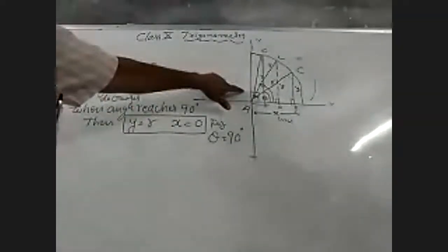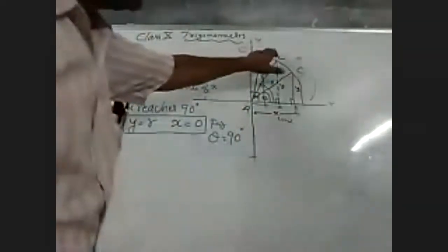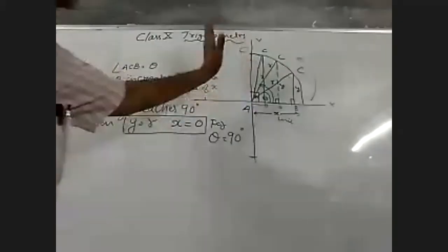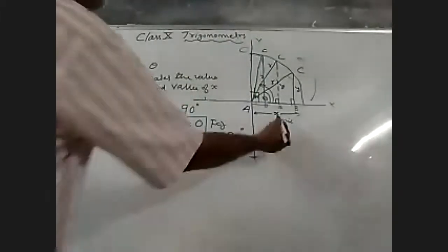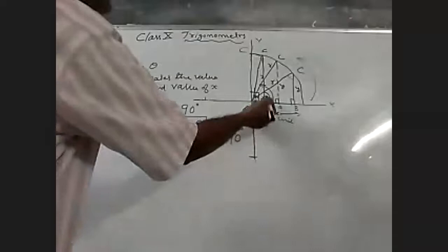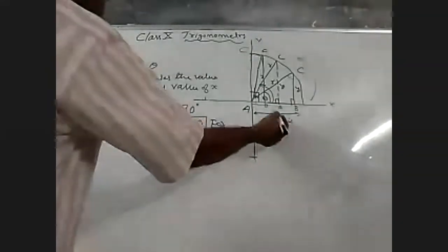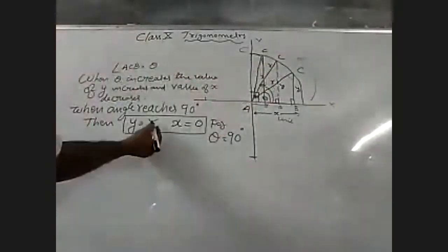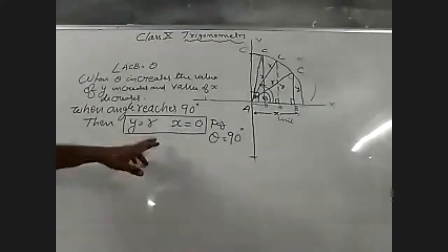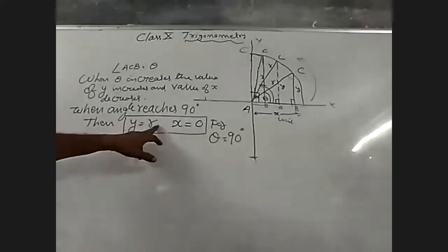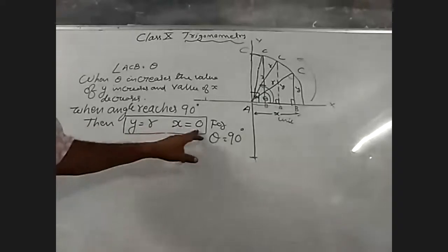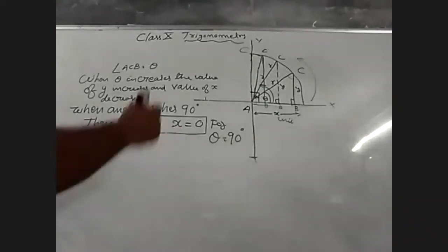When the angle becomes 90 degrees, the vertex C coincides with the y-axis. The angle goes from 0 to 90. Then the value of x becomes 0. That means the adjacent of 90 degrees is nothing but 0. The hypotenuse, that means the radius of the circle, becomes the opposite side. So for the angle 90 degrees, the hypotenuse is equal to the opposite side, and the adjacent of 90 degrees is equal to 0.